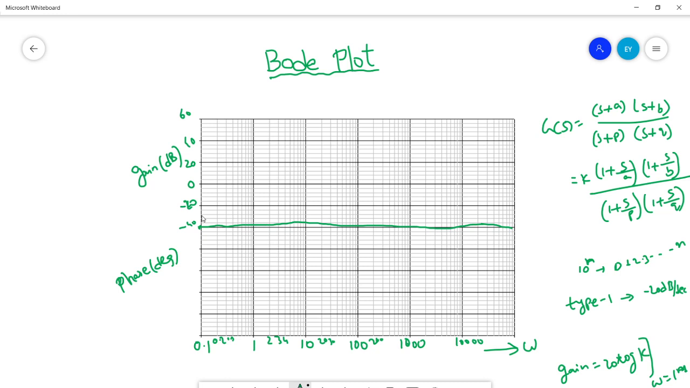Then coming to the phase. You can select minus 180 as the average scale, because as we discussed in the previous class, for the gain margin and the phase margin, we have to select the phase margin at minus 180 degrees. So I'll take minus 180 degrees. You can select the scale as you wish.